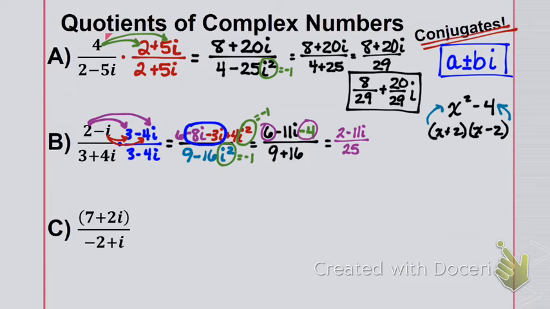And then I want to write this in the form a plus or minus bi. So what does my final answer look like then? 2 over 25 plus negative 11 over 25 i. Yes, since it's that negative 11, I'm going to put a minus in between instead of plus a negative. But other than that, absolutely correct.